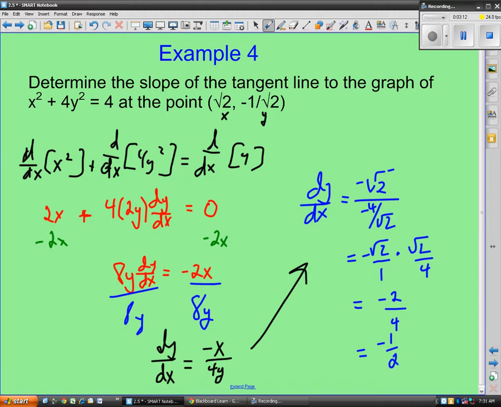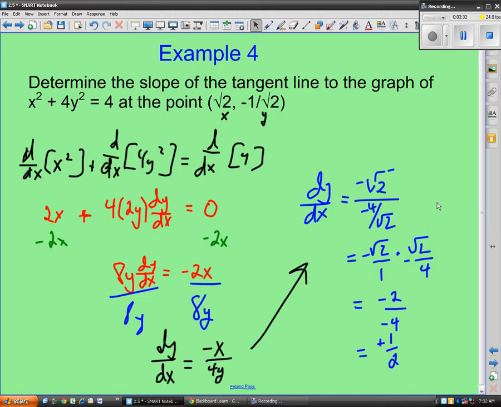And I seem to have lost a negative somewhere along the way. Oh, whoops. There's my 2 negatives. They should have canceled out. So this should have been negative, negative, and that should have been positive. So it should have been a positive 1/2, and that's the slope of the tangent line at the given point. So sometimes you need to check and make sure you've got everything that you need.